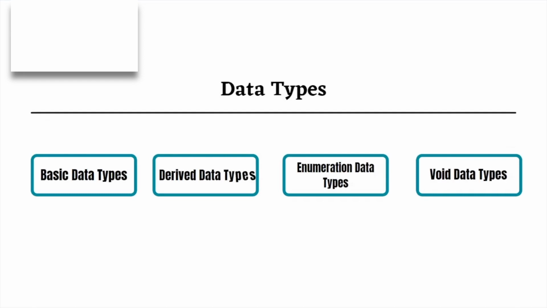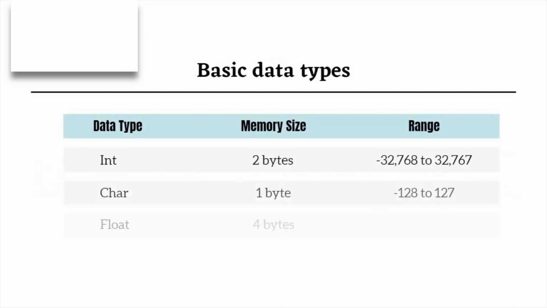So we have different types of data types such as basic data types, derived data types, enumeration data types and void data types. So what are the basic data types? Basic data types are integers, characters, floats and a double. So basically these are called int, char, float and double.